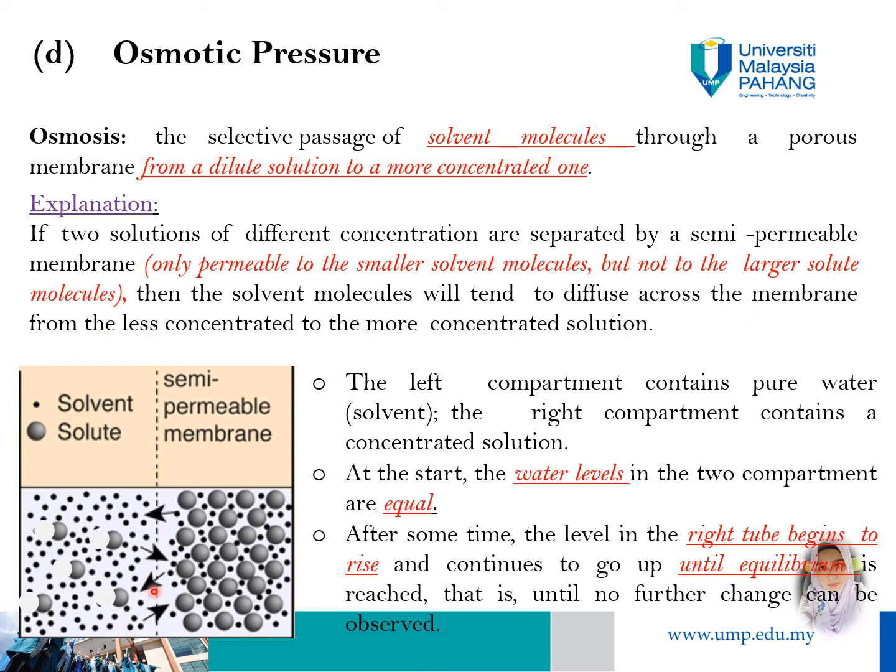You can see here that we have two compartments separated by a semi-permeable membrane. On the left is pure water, and on the right is the compartment that contains a concentrated solution. Initially the water levels in both compartments are equal, but after a certain period of time the level of the right tube begins to rise and continues going up until it reaches equilibrium.